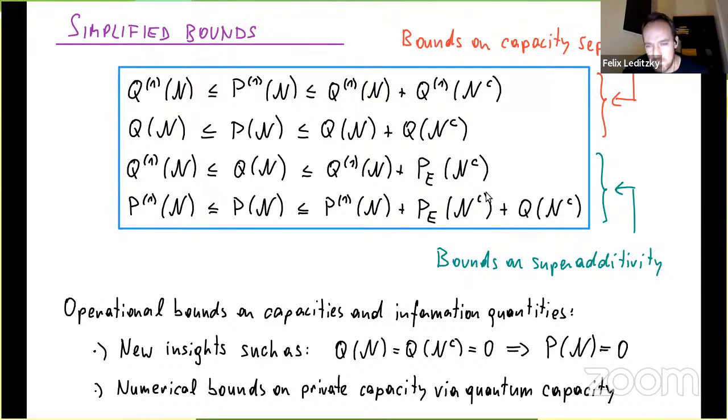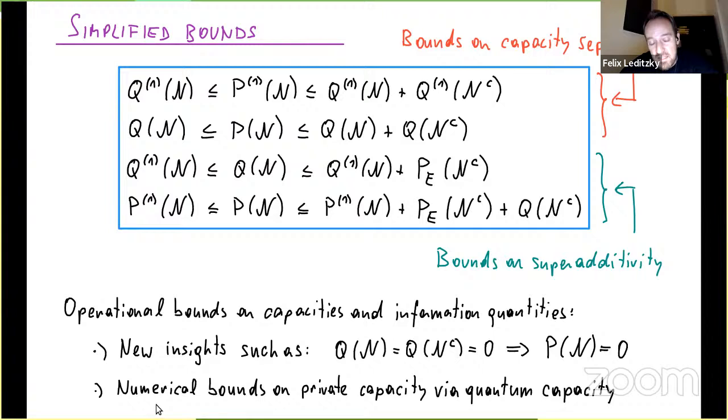For the prime information, it's a little more complicated. And for example, one thing that this bound gives us is a new insight that if I have a channel that has zero capacity for both the channel and its complementary channel, then this bound implies that the private capacity also has to be zero. I will come back to that later, okay?